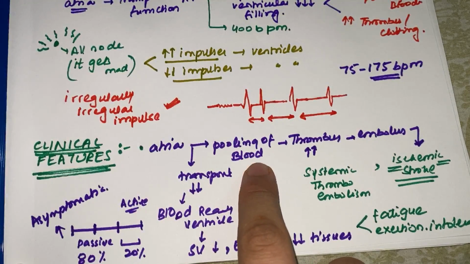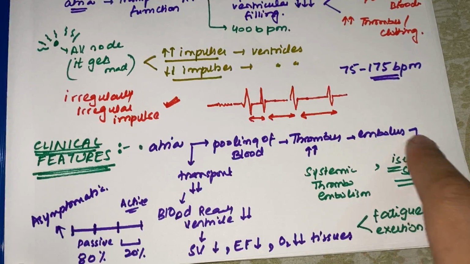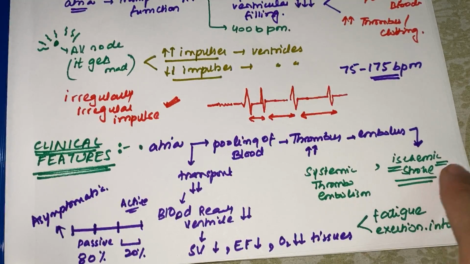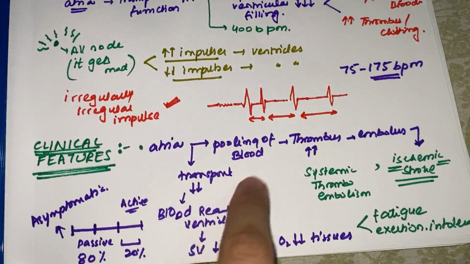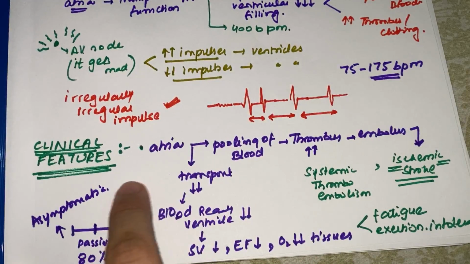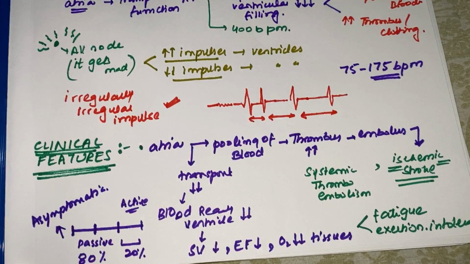One is pooling of blood, thrombus, embolus formation. It will lead to a condition called ischemic stroke, which can occur in the patient. Patient can present with ischemic stroke, systemic thromboembolism. Then since its transport function is not occurring well, this extra 20% will not be supplied to the ventricles, and eventually not to the body.